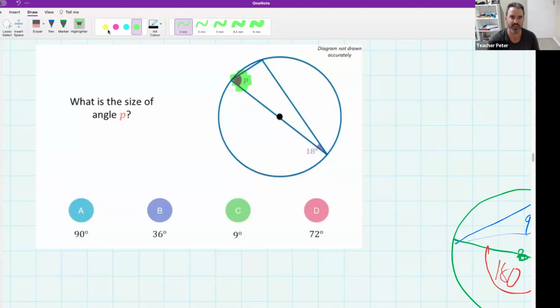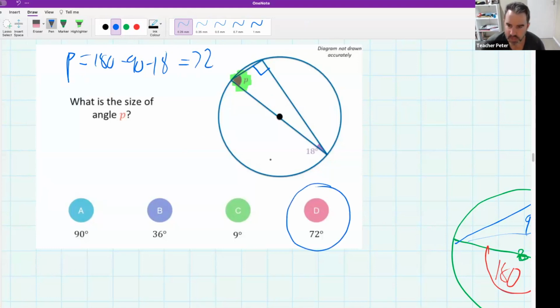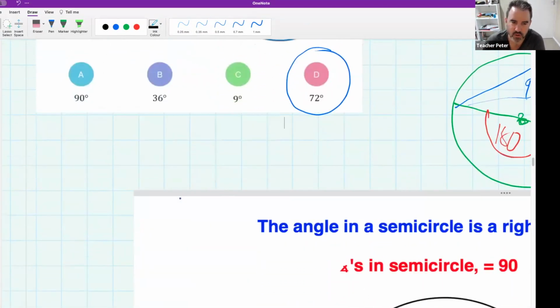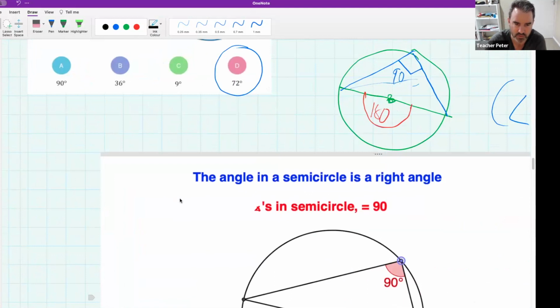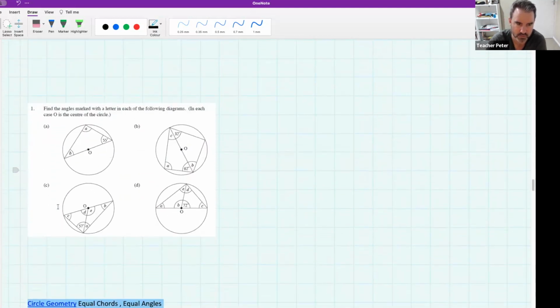Well, you know that the angle over here must be 90 based on the idea that I just got. We know that's 18. So then P has to be 180 minus 90 minus 18, which is 72, which is D. Fantastic. Okay, so you've got this basic idea. Let's have a look at another question which maybe uses this idea.